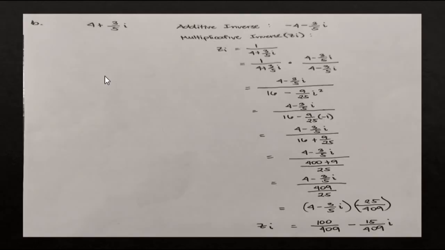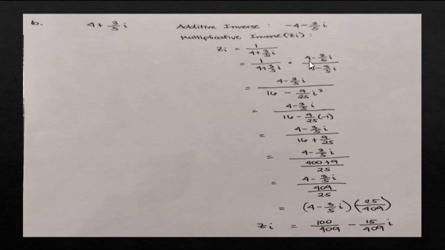Okay, let's go to the next given. 4 plus 3/5 i. So the additive inverse of this is negative 4 minus 3/5 i. Then the multiplicative inverse, let us have the z sub i, which is equal to 1 over the given complex number 4 plus 3/5 i. Again, let us rationalize this one by multiplying 4 minus 3/5 i over 4 minus 3/5 i.